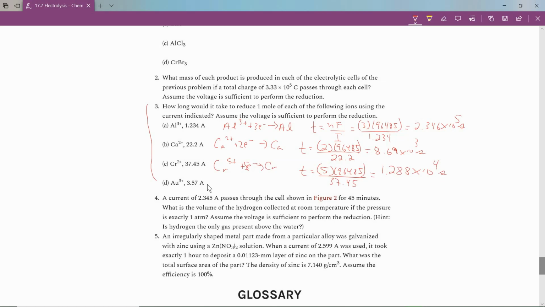And finally, we got Au 3 plus plus 3 electrons goes to form Au. So the time is n. So 3 times 96,485 over I, 3.57. And you get 8.11 by 10 to the 4 seconds.